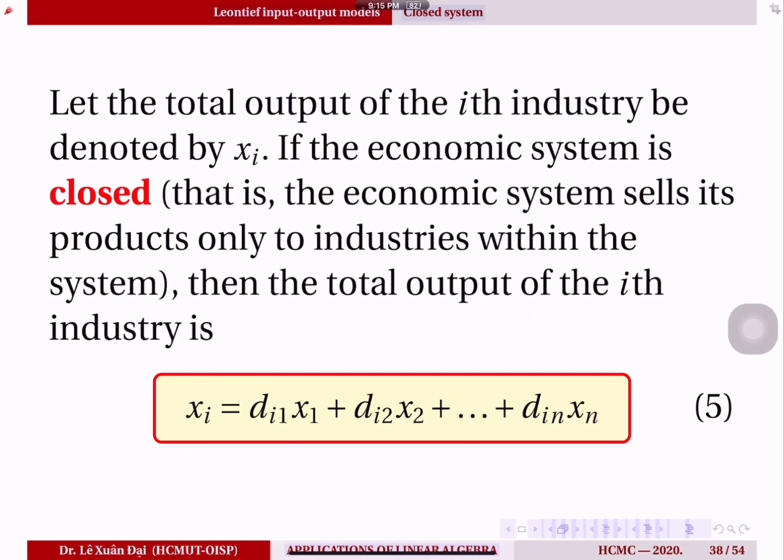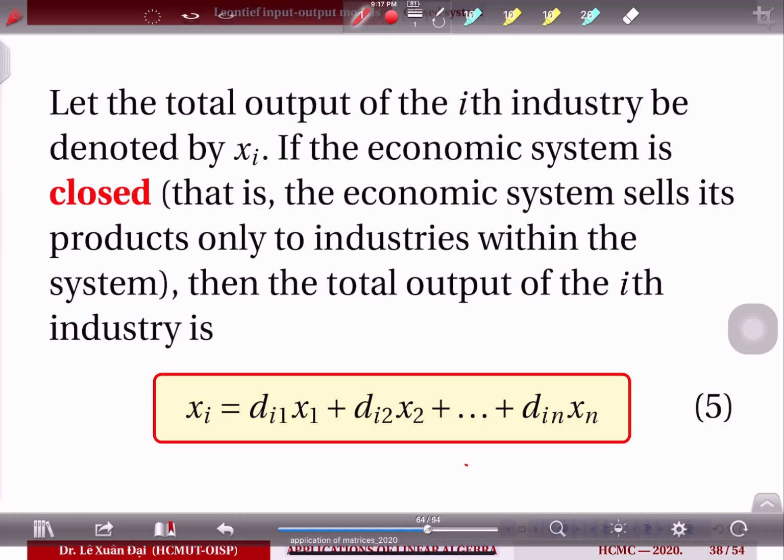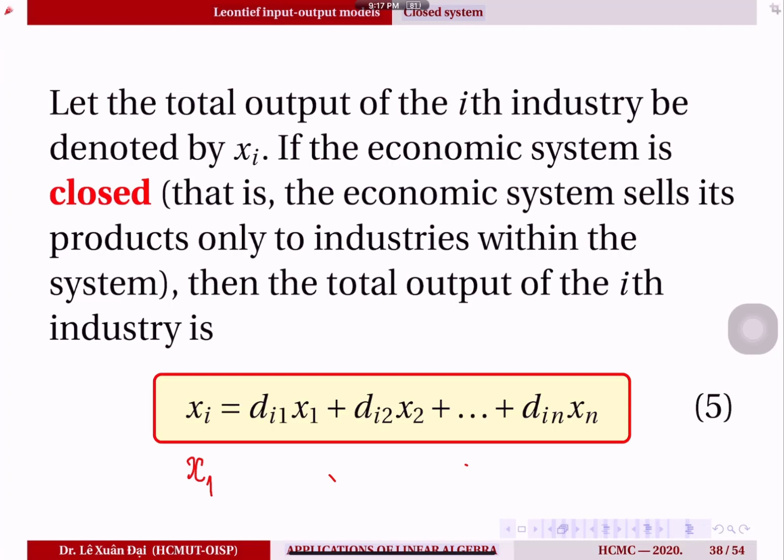Let the total output of the i-th industry be denoted by x_i. If the economic system is closed, that is, the economic system sells its products only to industries within the system, then the total output of the industries is given by formula number 5. Alright, so now let's consider the first industry. So x1 is equal to d11 x1 plus d12 x2 plus etc. plus d1n xn.